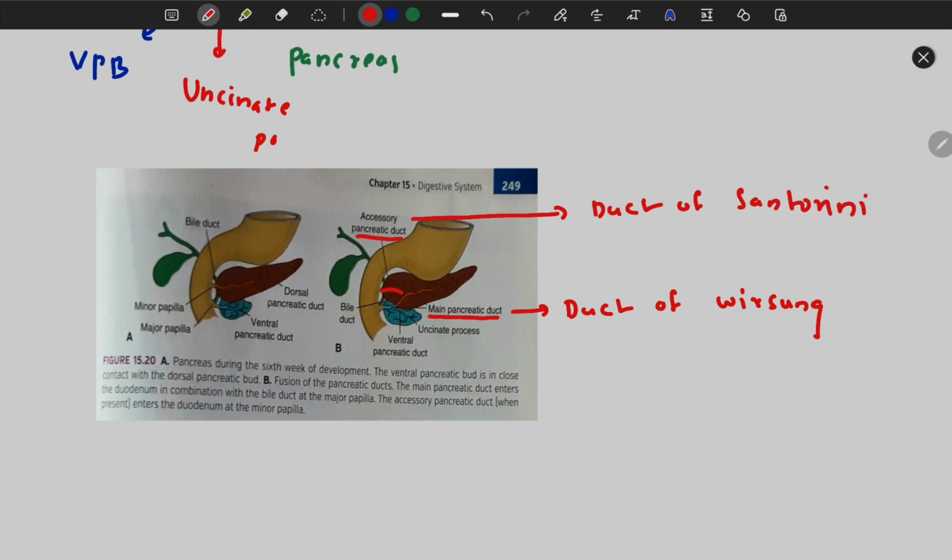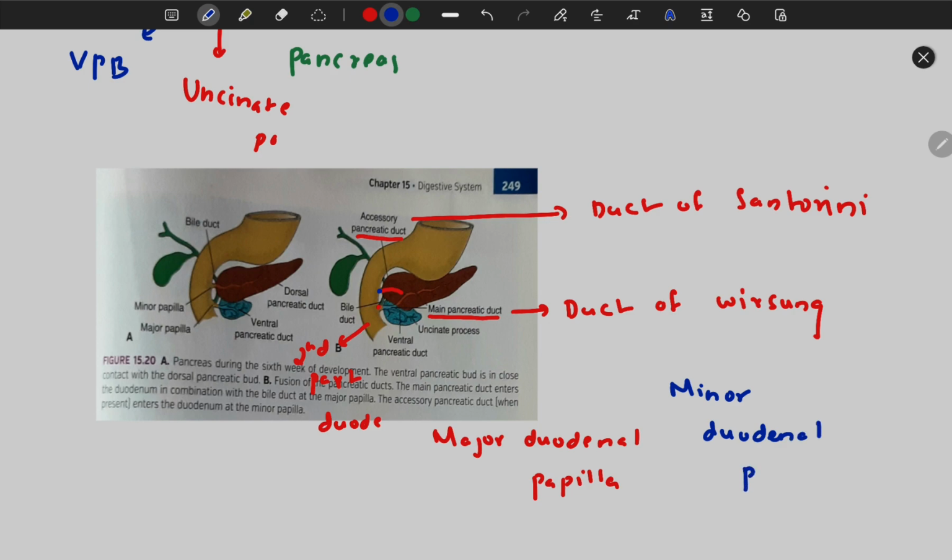So actually this is the second part of the duodenum. This main pancreatic duct is opening here, exactly at the junction of foregut and midgut, and that is called the major duodenal papillae. You can see this at the second part of the duodenum. And the minor pancreatic duct, this one, is also opening into the second part of the duodenum through the minor duodenal papillae.